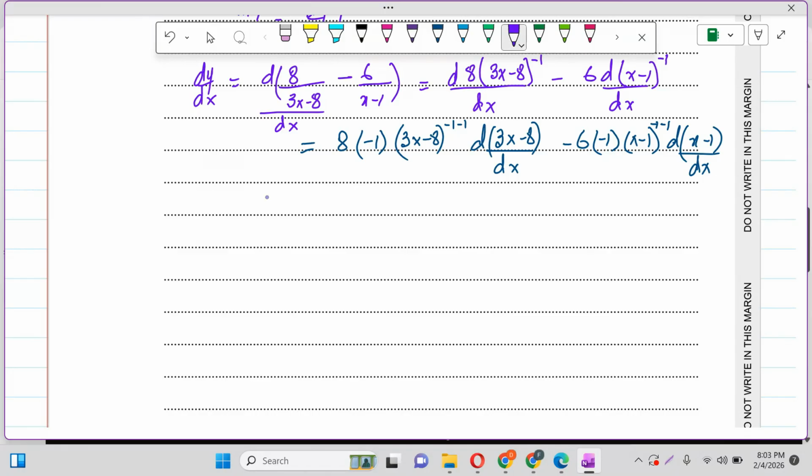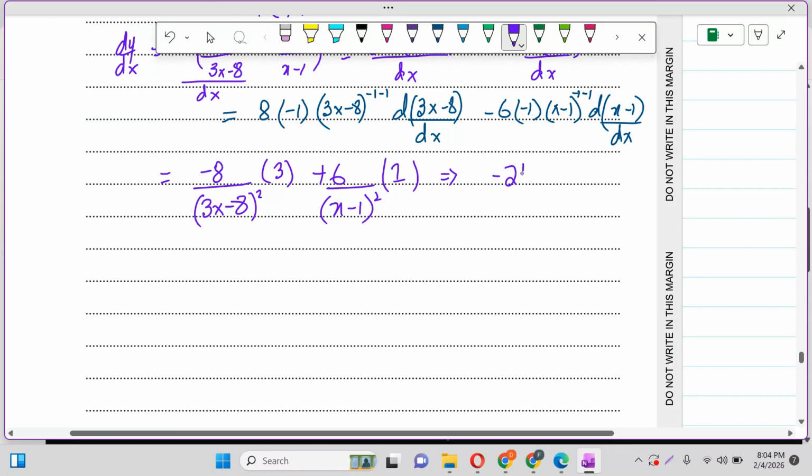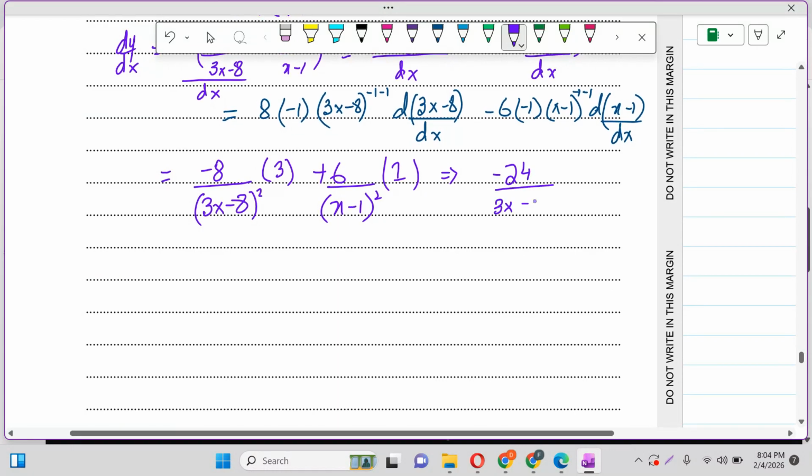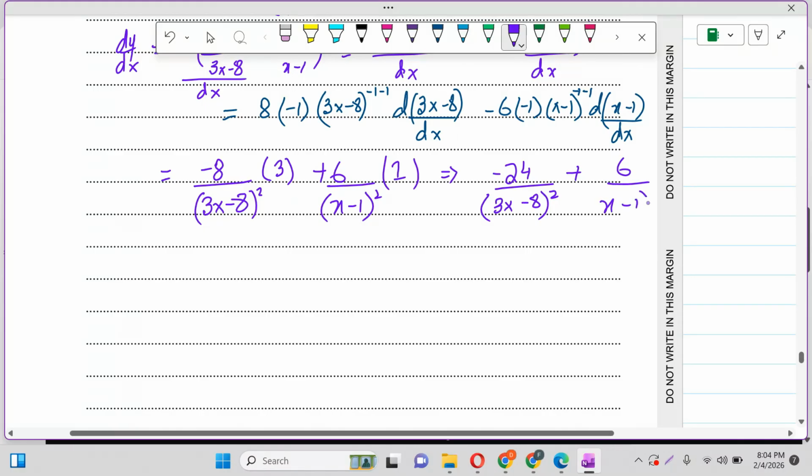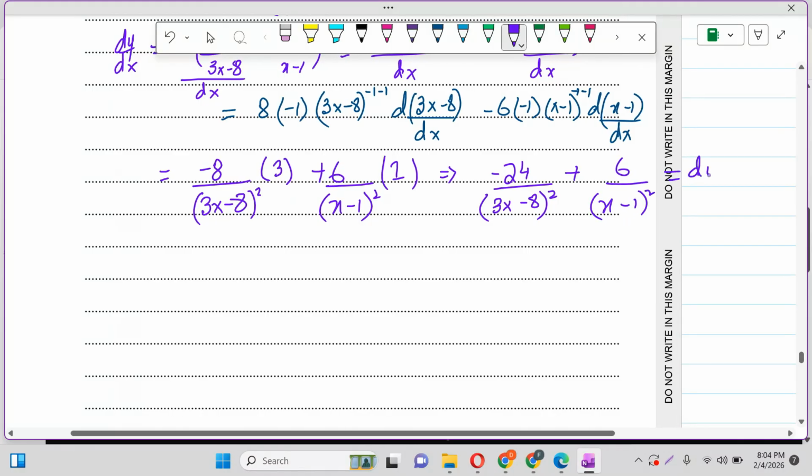Further solving, we have -8/(3x - 8)^2, and the derivative of 3x - 8 is 3, minus negative 6 times negative 1 is plus 6/(x - 1)^2, and the derivative of x - 1 is 1. So we have -24/(3x - 8)^2 + 6/(x - 1)^2. This is the derivative of the curve equation.